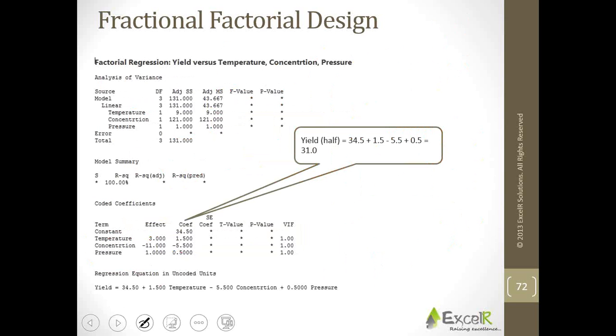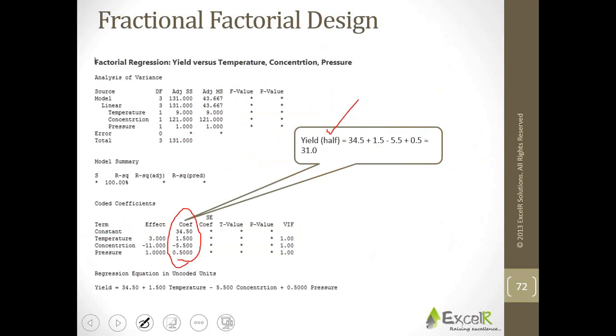Okay. And this is another output. How do you calculate what is the yield? Yield half. Why am I putting half? Because we are running half factorial design. So if I just sum up these coefficients, I'll get the yield half, which is nothing but 31.